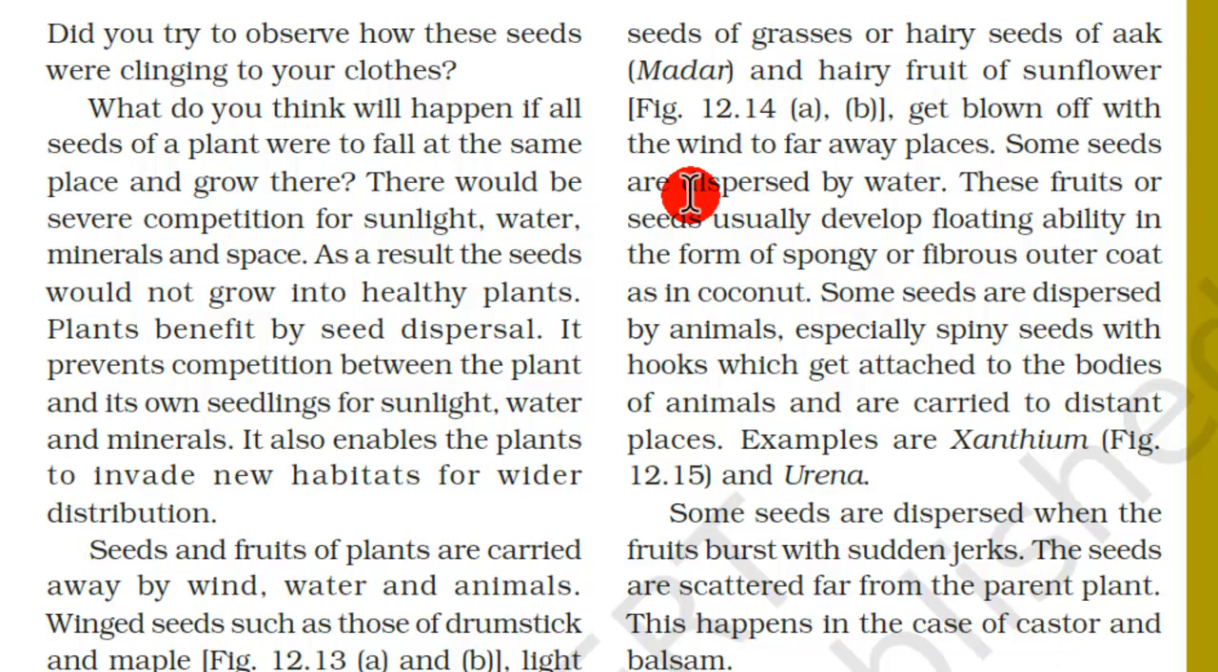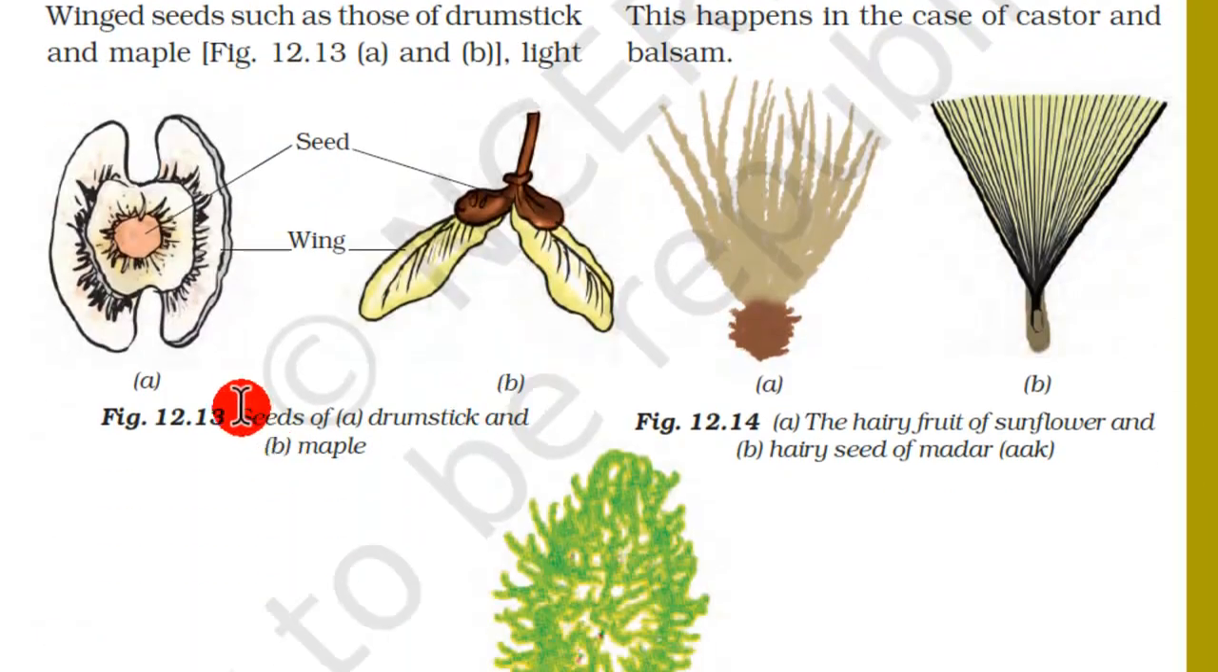Seeds and fruits of plants are carried away by wind, water, and animals. Wind-dispersed seeds such as those of drumstick and maple, say for example here, figure 12.13a and 12.13b. Light seeds of grass or hairy seeds of oak, madder, and hairy fruit of sunflower, figure 12.14a and b, get blown off with the wind to faraway places very easily.